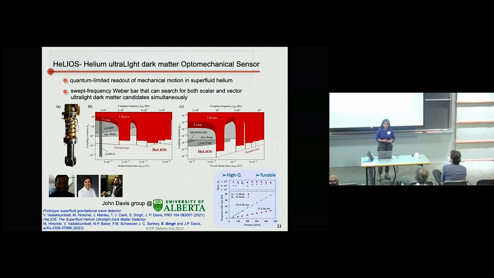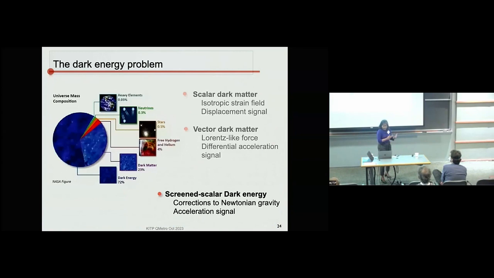And the cool thing about helium is that the speed of sound changes as you pressurize it. So you can change the resonance frequency by pressure tuning. And so you can have something like a heloscope detector where you sit at a resonance, and then you pressurize helium, then you go to a different mechanical resonance, and you can do it without sacrificing the Q factor, which is what you would do in most other mechanical systems. So this is under development, and that's pretty much all the work in ultralight dark matter detection.